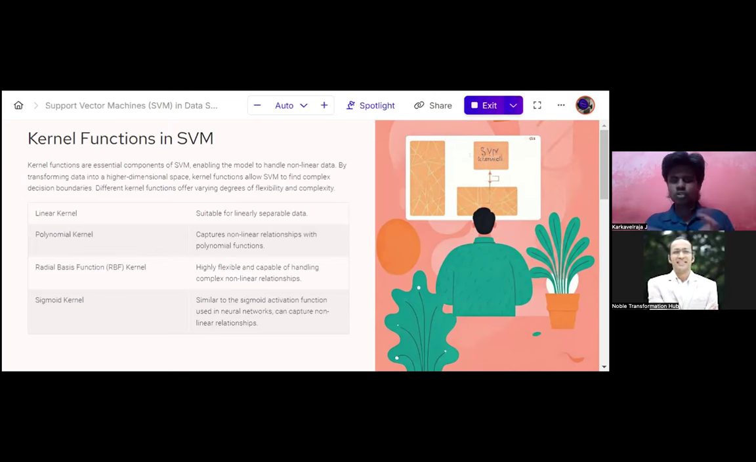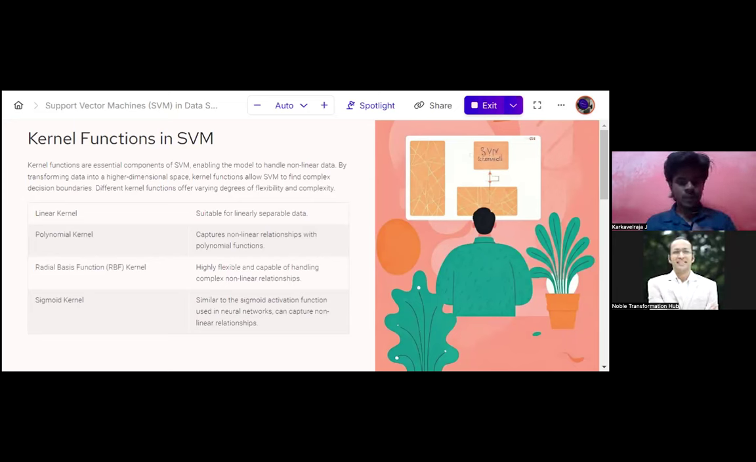Let's see what kernel functions we have. First is the linear kernel. It's suitable for linearly separable data. Polynomial kernel captures a non-linear relationship using a polynomial function. Consider we have a polynomial increase in the data points, then we can use this polynomial kernel. And then RBF, that is Radial Basis Function. It is highly flexible and capable of handling complex non-linear relationships. It is also useful for non-linear data, but it helps in a more complex manner. Polynomial is something which increases in a polynomial fashion. RBF is a complex case where there is no linear or polynomial increase in the data. There will be a different kind of increase in the data that is non-linear.